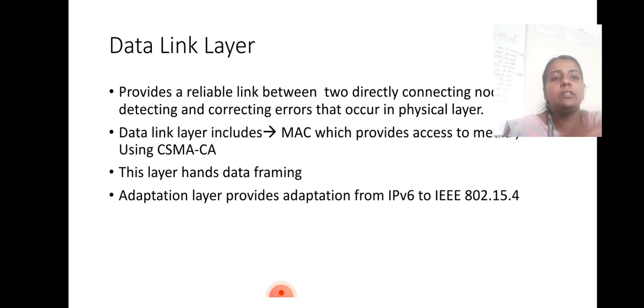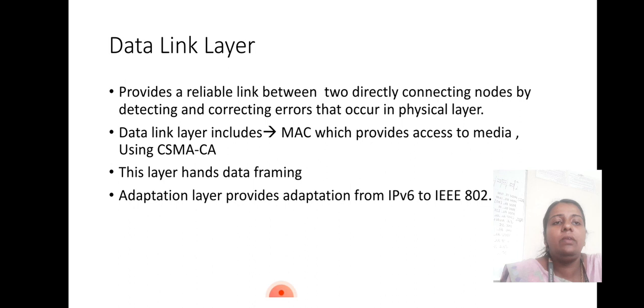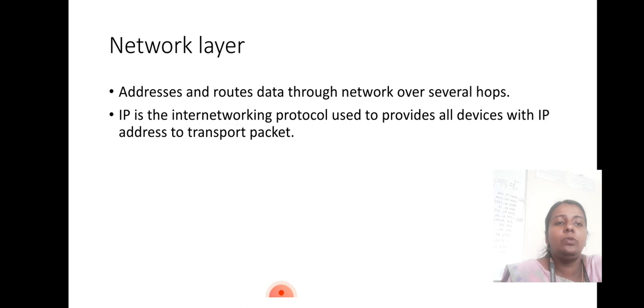GHz frequency bands. Next, the data link layer provides one reliable link between two connecting devices by detecting and correcting errors that occur in the physical layer. The data link layer includes our MAC, which provides access to media using CSMA/CA. This layer also handles data framing. The adaptation layer provides an adaptation from IPv6 to IEEE 802.